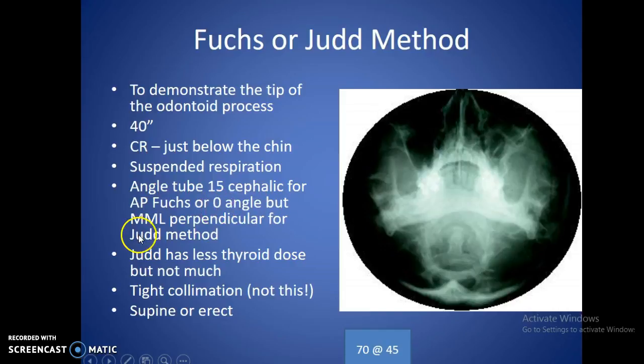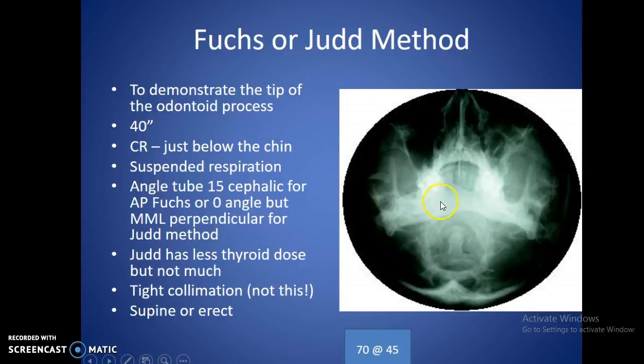You can use a 0 angle, but the mento-meatal line has to be perpendicular for the Judd method. And we'll show you the mento-meatal line in class. You have to raise the chin up pretty high to be able to get that with a 0 angle. Judd has less thyroid dose, but not much, so it doesn't matter whether you do the AP Fuchs or the PA Judd. Tight collimation, not this.